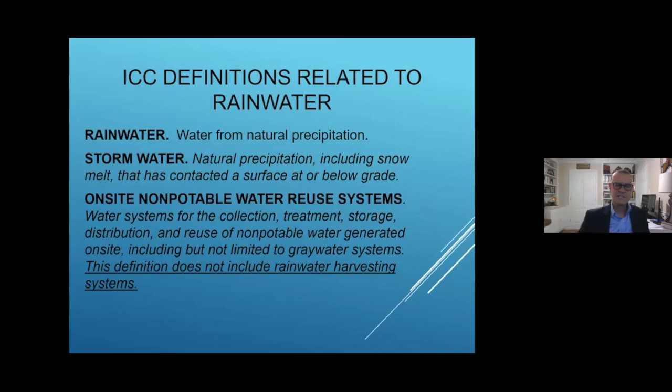I thought the new definition that incorporated, I think it was in 2018, about on-site non-potable water reuse systems was important to this presentation because of the last sentence that I've underlined there. It does not include rainwater harvesting. While I would think, when you read those terms out loud in a sentence, that specifically is talking about rainwater, it is not. It's geared towards gray water systems. It's not limited to gray water, but it's geared toward gray water.